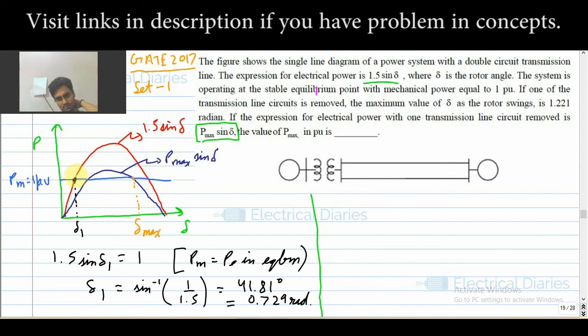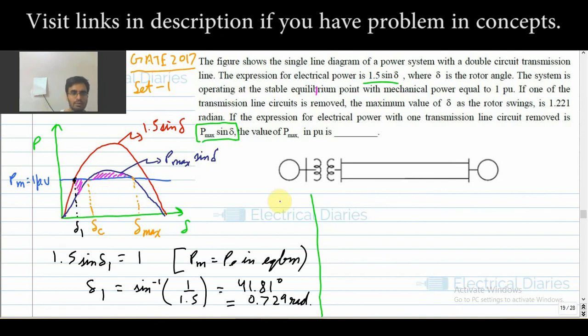See, a direct formula does not seem feasible here. We have a direct formula for delta C, your critical angle, but our operating angle in the new case will be this one. So let me mark it as delta C. Now we have to find this P max. Let us try to write the equation. See, from the equilibrium criteria, this area will be equal to this area. It should be equal to this area for the system to be stable.